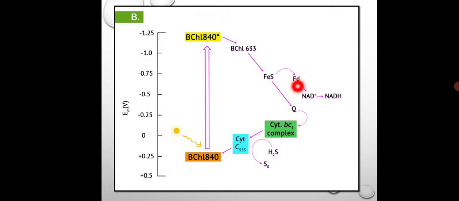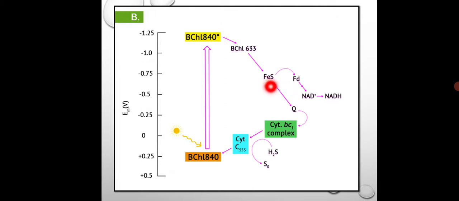Simultaneously, here ferredoxin plays a very important role. Why? Because it reduces NAD into NADH, and this NADH works as an energy storage form, working the same as ATP. So here ferredoxin does all the job. It can reduce NAD into NADH because it has a high reduction potential. Okay, it is an iron-rich protein, so it can reduce NAD into NADH. So here ferredoxin plays a very important role.